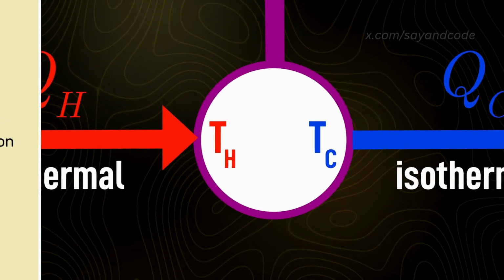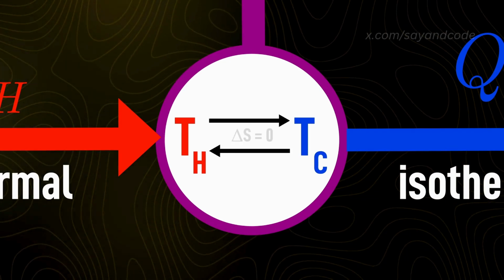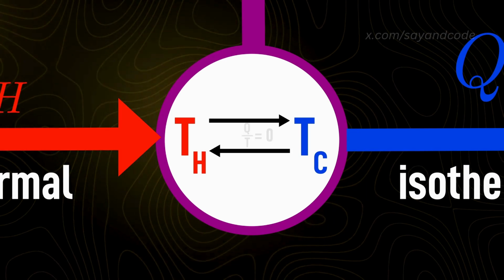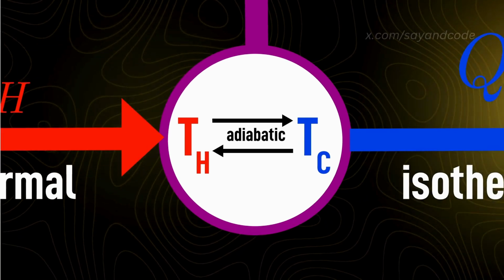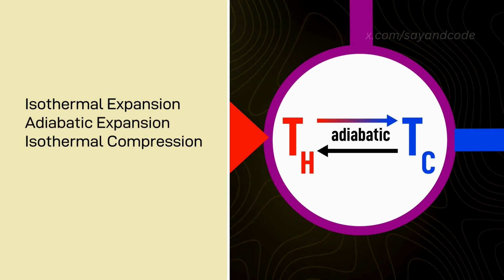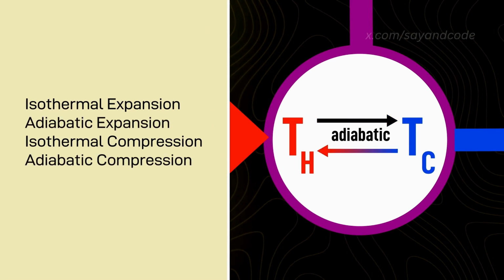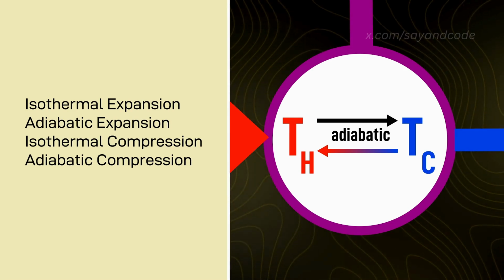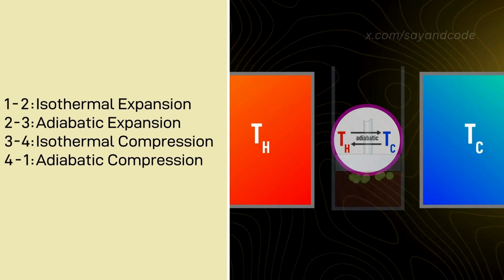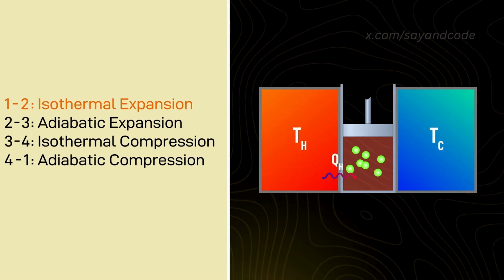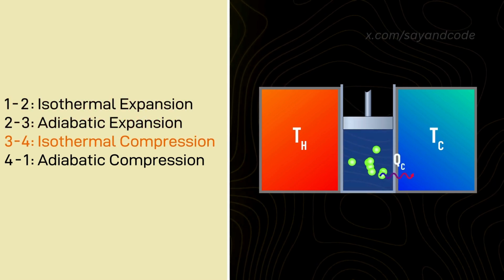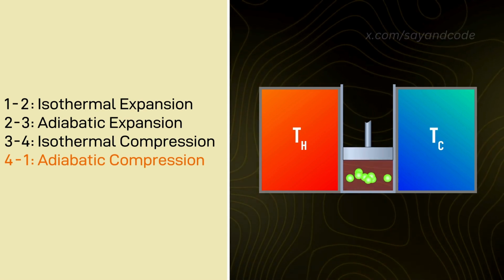Now we need a way to transition between these 2 temperatures without generating any entropy. No entropy means no heat transfer, which is also called an adiabatic process. So we have 2 new processes: adiabatic expansion, to decrease the temperature to TC, and adiabatic compression, to increase the temperature back to TH, so that the engine can function continuously. So in total, we have 4 processes: isothermal expansion from 1 to 2, adiabatic expansion from 2 to 3, isothermal compression from 3 to 4, and adiabatic compression from 4 to 1.